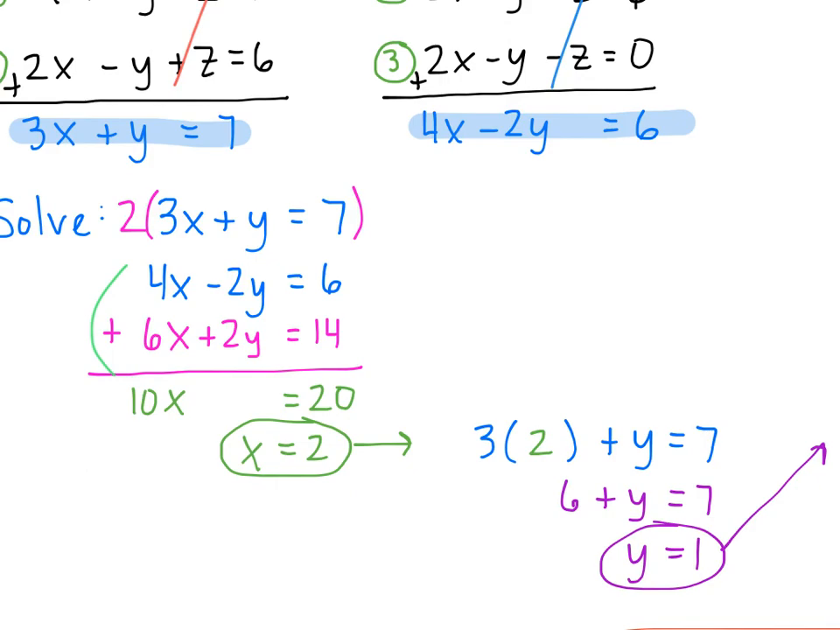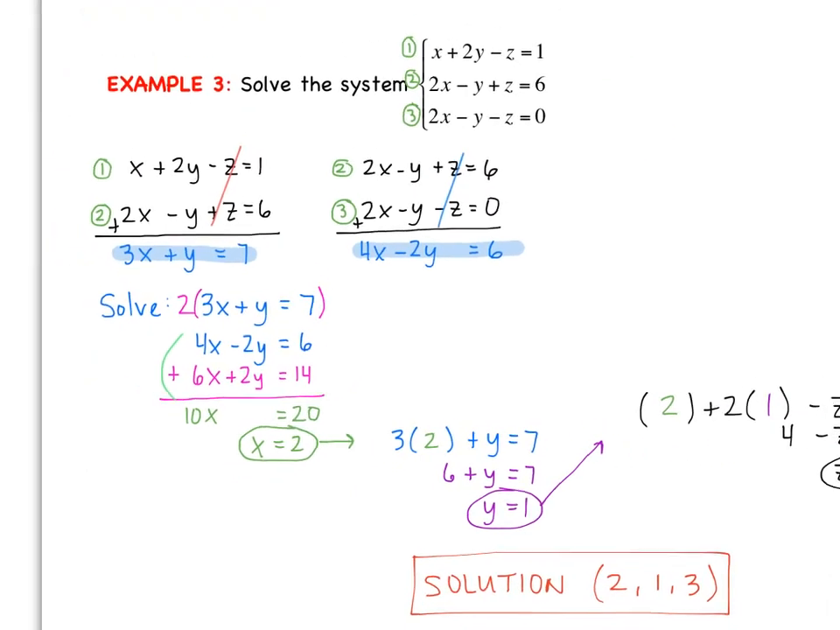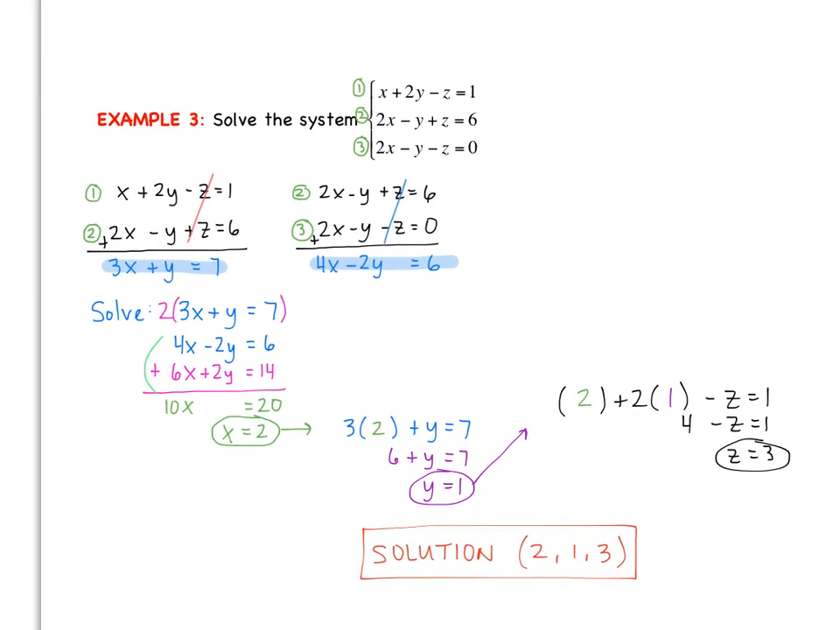In order to solve for z, we need to go back to one of the original equations and substitute back in. So I just chose this top equation to plug in x and to plug in y so I could solve for z. So we end up with 2 plus 2, so 4, minus z equals 1. So I subtract 4, I get negative z equals -3, so then z equals +3. Writing my answer as an ordered triple, we get the solution 2, 1, 3.